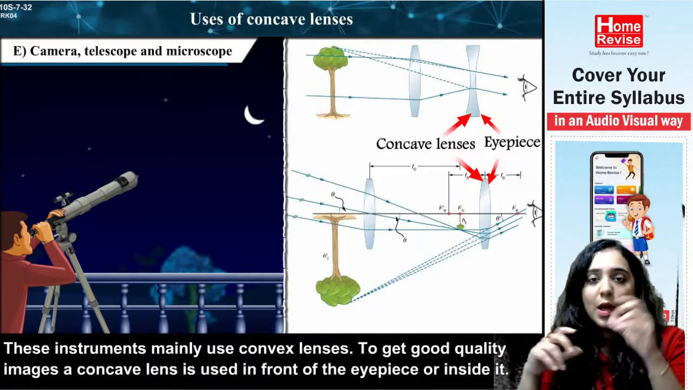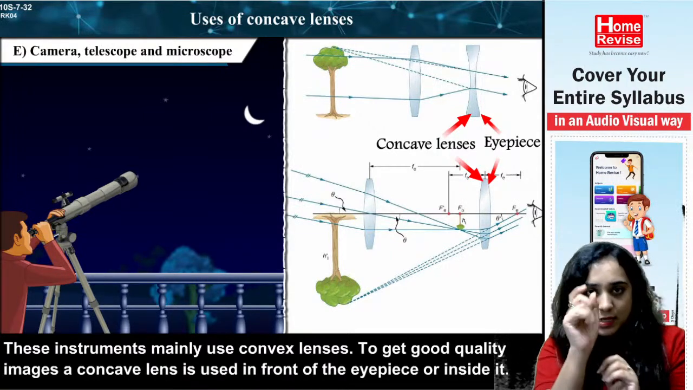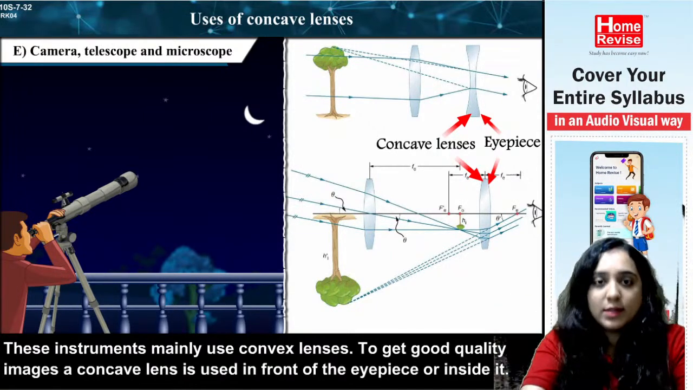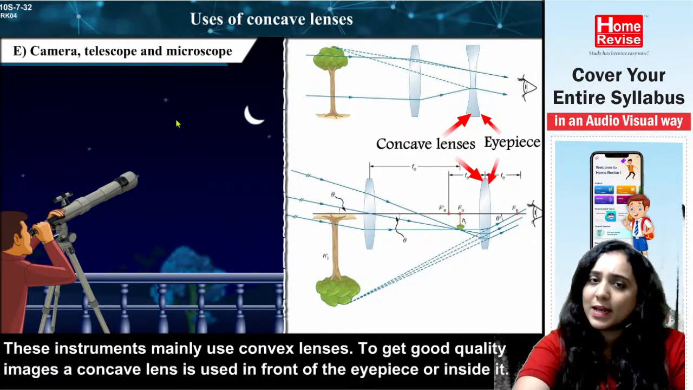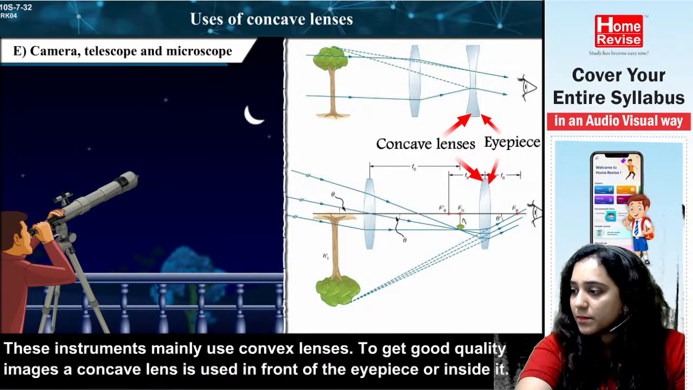Second is a peephole. For the peephole also, we know that by looking into a specific distance, I want to see the maximum area covered. So diverging. So all the things are diverging. Also, you have different things: the camera, the telescope, the microscope, and everything. Understood? Now let's understand the uses of the convex lenses.